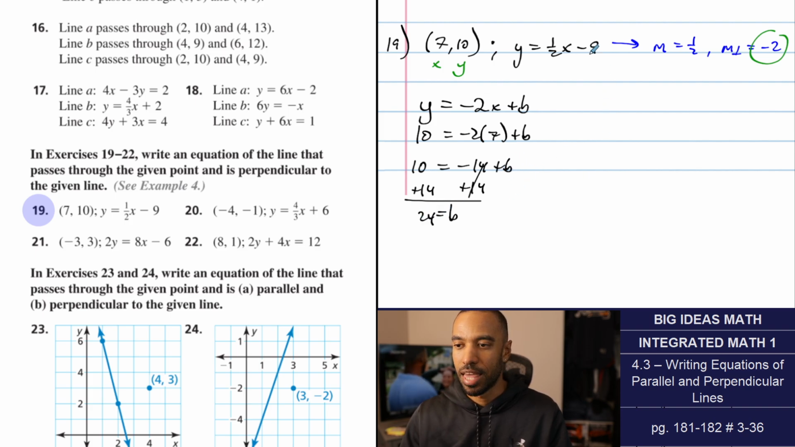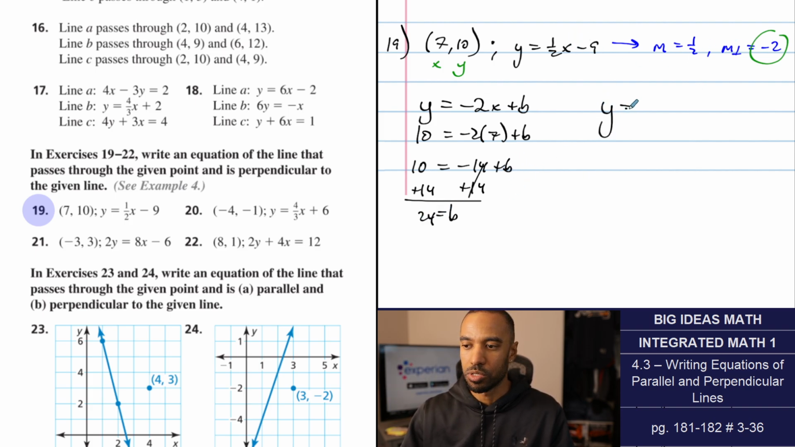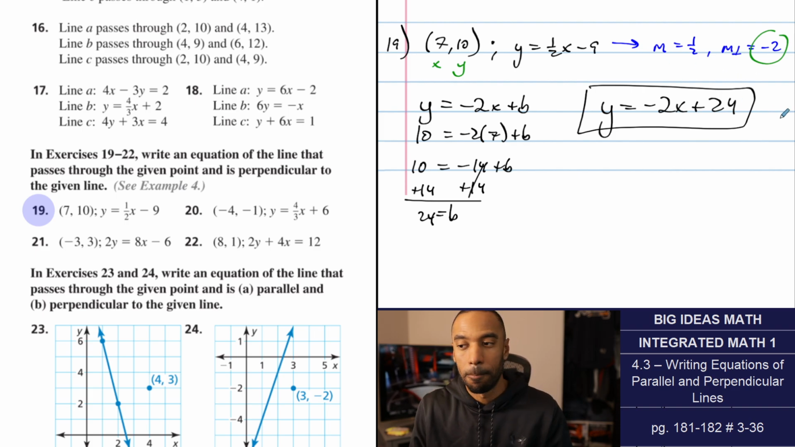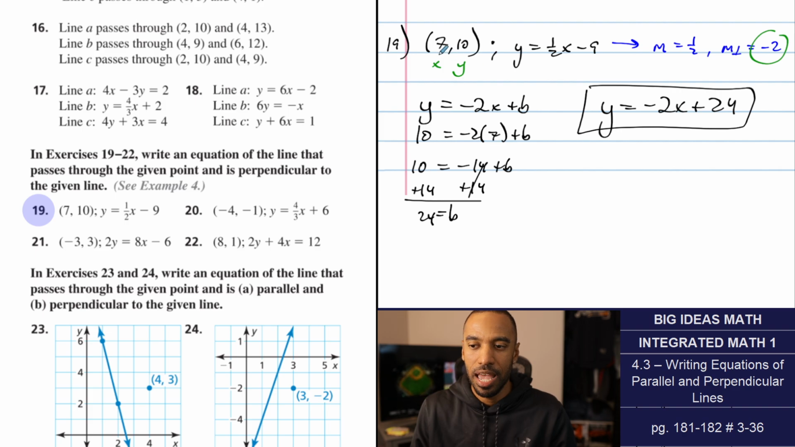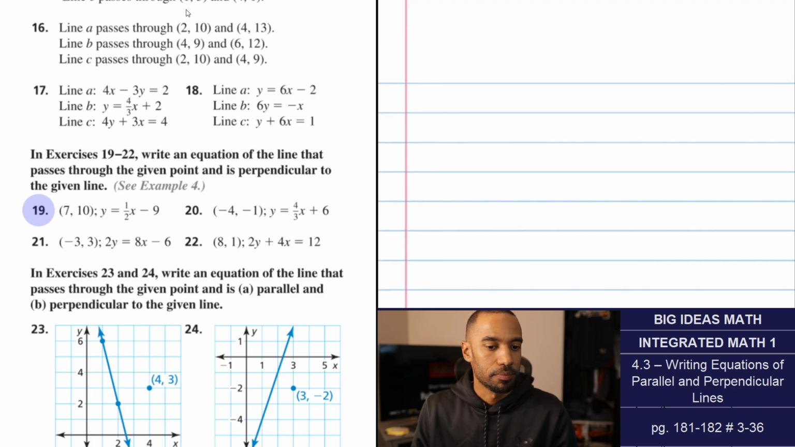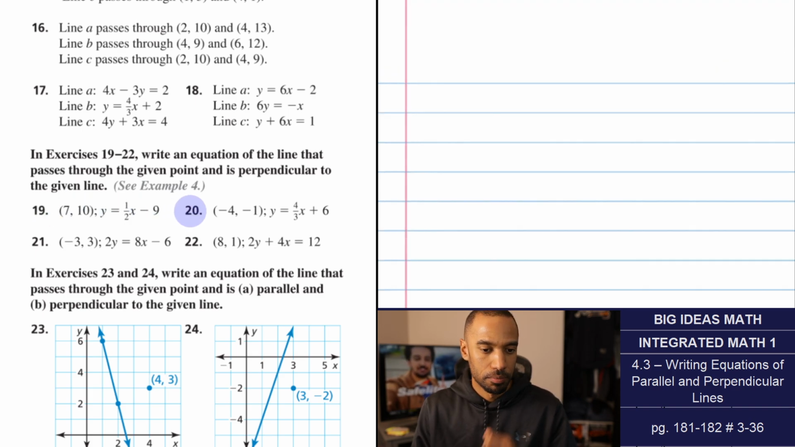If b is 24, then that can go in with the equation here, y equals -2x plus 24. Keep in mind, y'all, that we do need the perpendicular line to this one. And it doesn't matter if the y-intercept is same or different. It can be what it is as long as it's perpendicular, and technically it should theoretically cross through that point. Number 20, -4, -1.